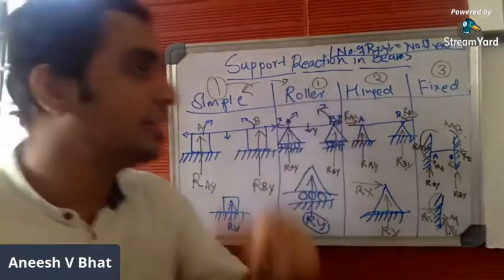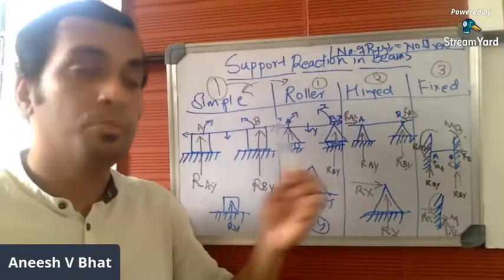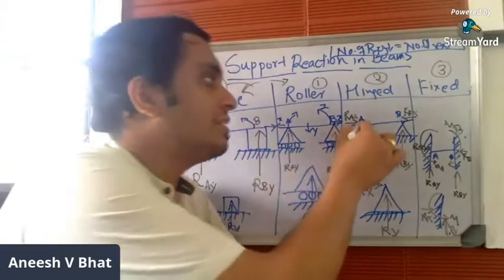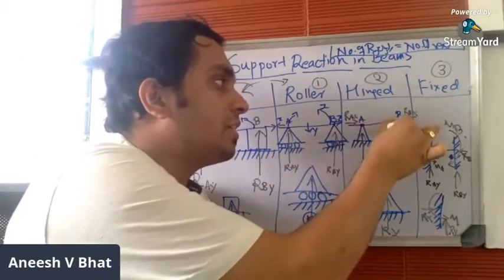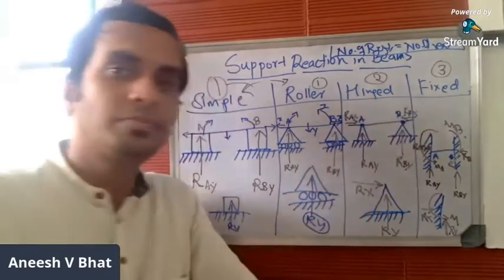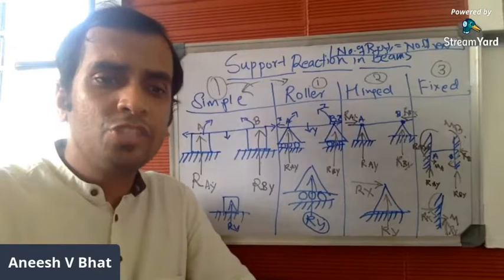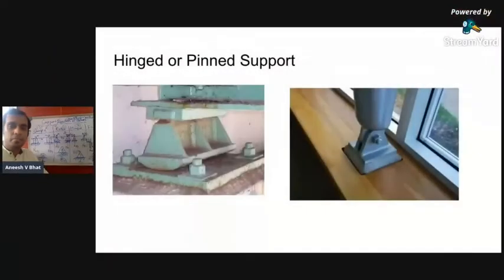Now let us come to the third type, hinge support. Here the support is hinged, or the beam is hinged to the support, as you can see here.